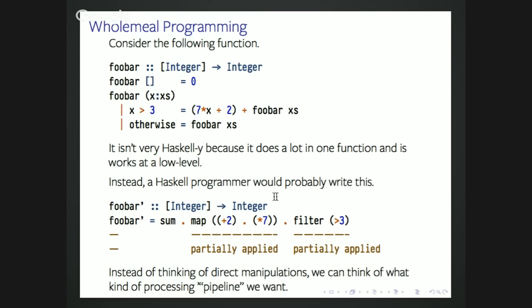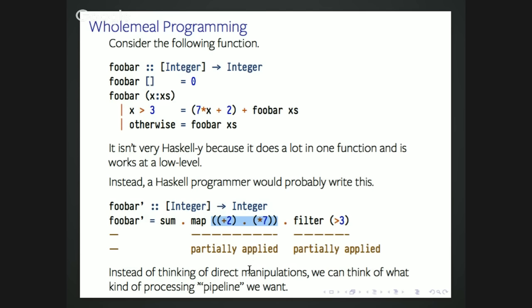So here, because of the way the dot operator works, or just function application works, we'll be reading partially from right to left. So foobar is a function that first will filter your input with this function here, greater than 3. And then it will map this function, which is a times 7, and then it will add 2 to those elements that made it through the filter. And then it will finally take the sum of the whole list.